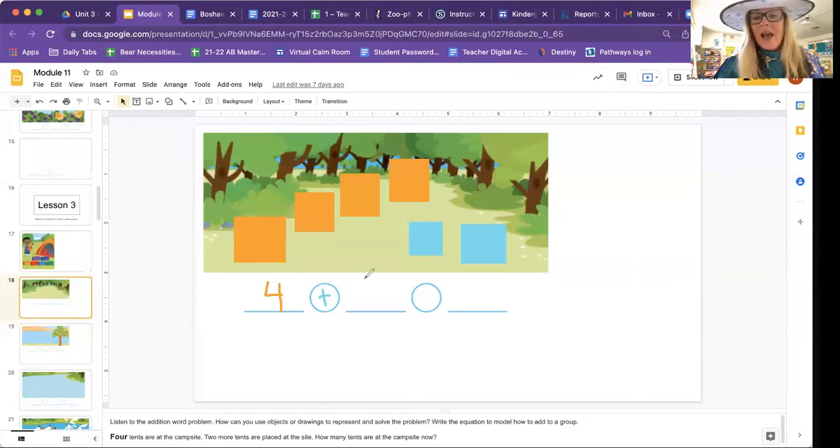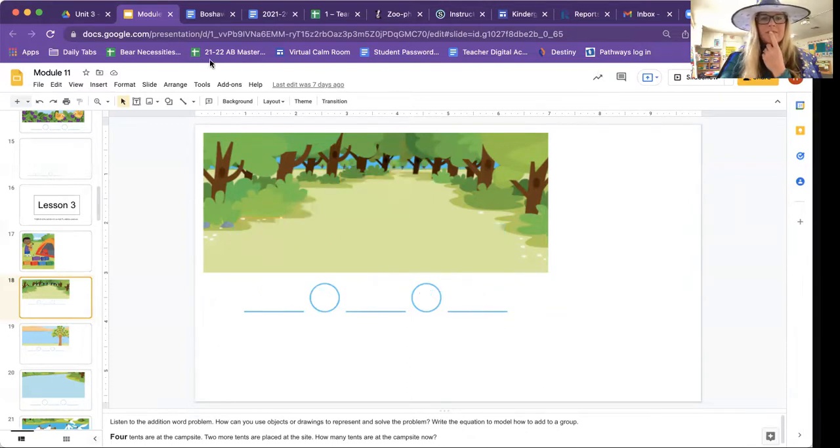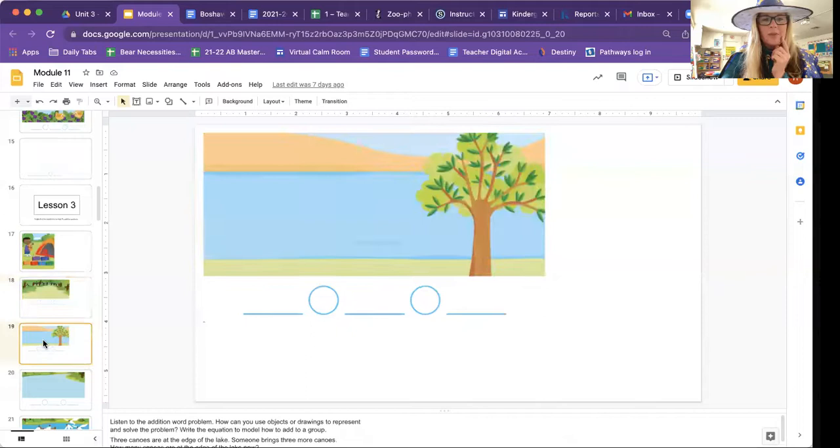And how many did we add? 2. Do you remember what symbol comes next? Equals. And this is where our solution or our answer is going to go. So 4 plus 2 equals what? Well, if you don't know, you can count 1, 2, 3, 4, 5, 6. All right, so 4 plus 2 equals 6. Good job. Let's go to the next problem.